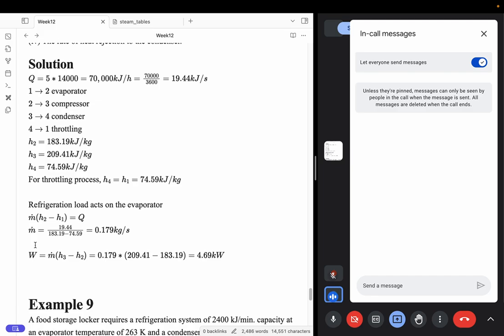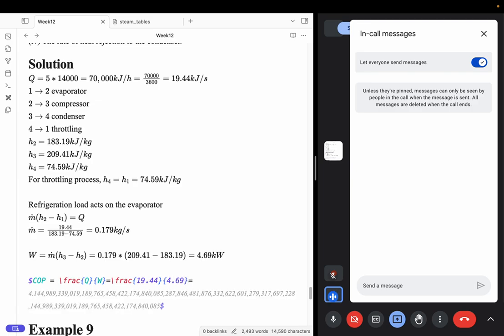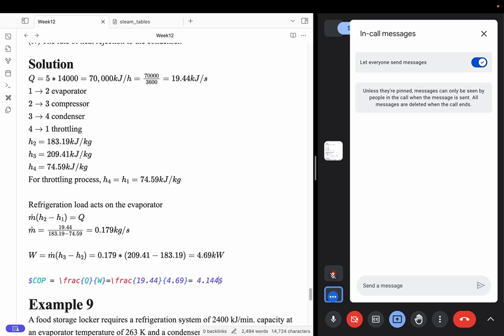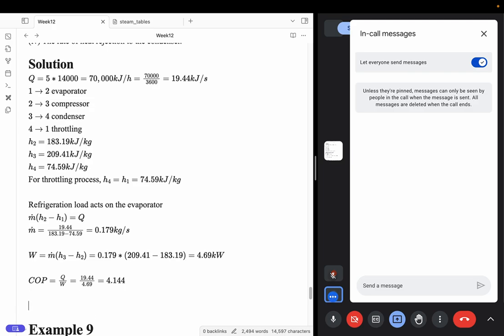Now I know what my work done is, and I know what my refrigeration load is. So COP is straightforward. COP is your output by input. The output is the refrigeration load that I want, divided by the input, which is the work done. So the refrigeration load is 19.44 divided by the work done, 4.69. That comes to around 4.144. COP is calculated.